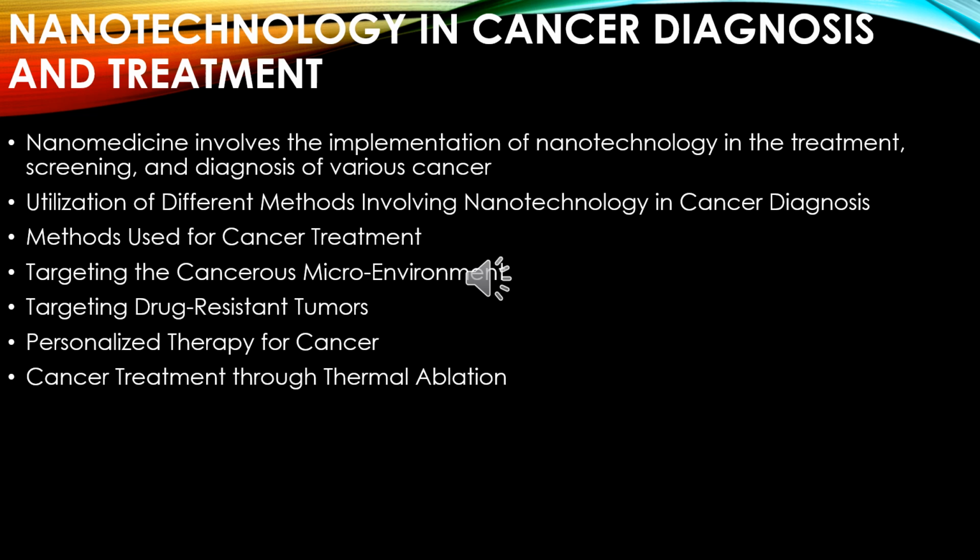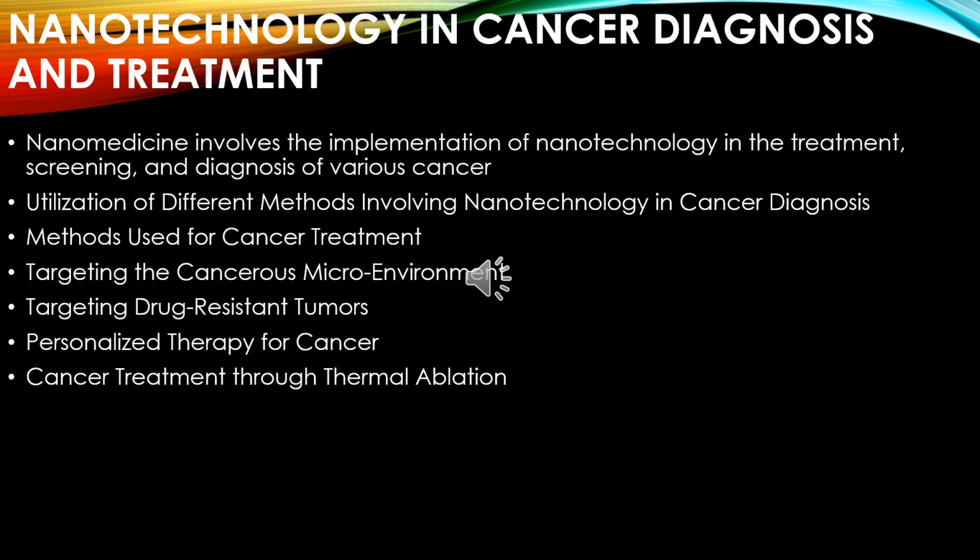These are the advancements that have been implemented in the diagnosis of cancer using nanotechnology. This field keeps on growing, and the system keeps on updating by applying novel and innovative technology for rapid diagnosis of cancer at an early stage. The second one is methods used for cancer treatment. There are a number of methods currently available to treat cancer.